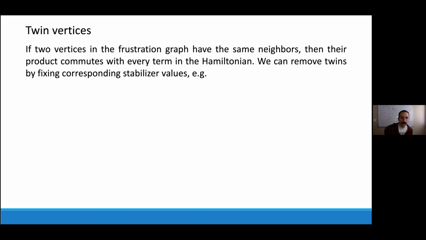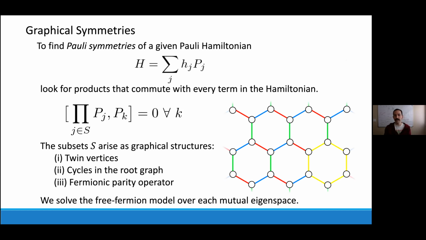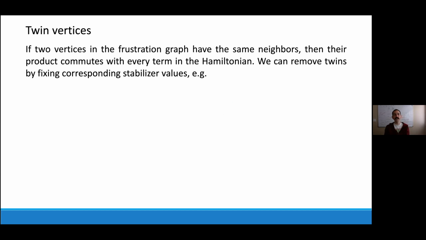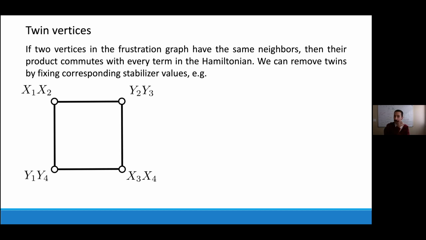Okay, so twin vertices. What are twin vertices? This is one of the only 3 possibilities that we can have for how these so-called graphical symmetries or Pauli symmetries arise. If there are 2 vertices in the frustration graph that have the same neighbors, then their product commutes with every term in the Hamiltonian. These are what we mean by twins. We can remove these twins by fixing the corresponding stabilizer values. Let me give an example.